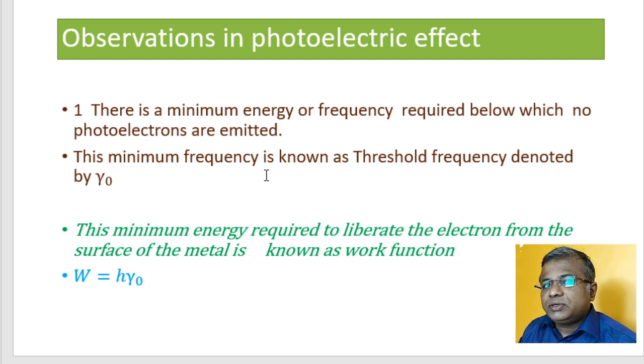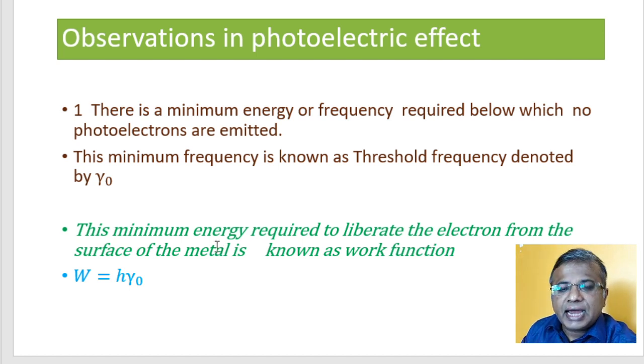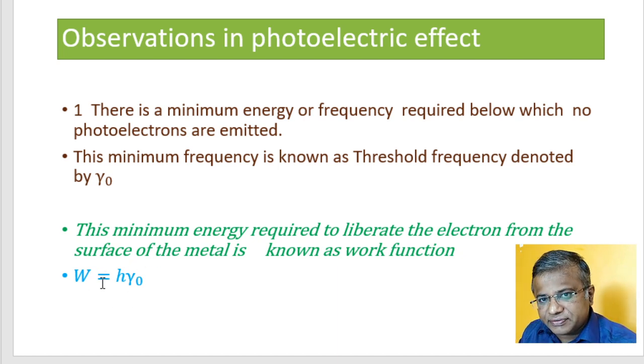In the last section, the most important thing to be understood was that there is a minimum frequency known as the threshold frequency. The first observation in photoelectric emission is that there is a minimum frequency known as threshold frequency, and if I multiply this threshold frequency by h, that is h into nu naught, where nu naught is the threshold frequency, we have the work function. Work function is basically an energy itself. This is the minimum energy required to liberate the electron from the surface of the metal.